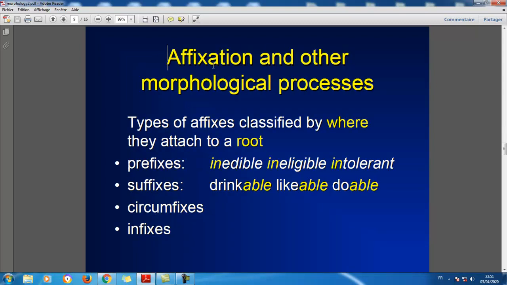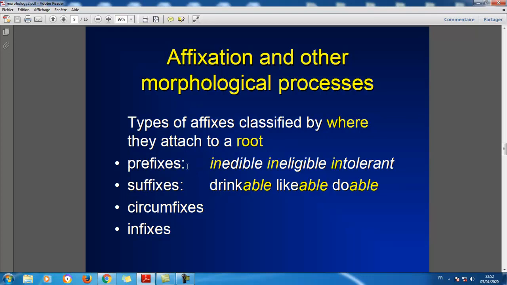Now let's talk about the process of affixation and other morphological processes. You remember we talked about affixes. We said that affix is the general category. It includes prefix, infix, suffix, and other kinds. Now here we can talk about types of affixes classified by where they attach to a root.